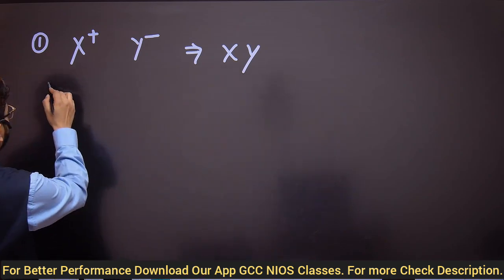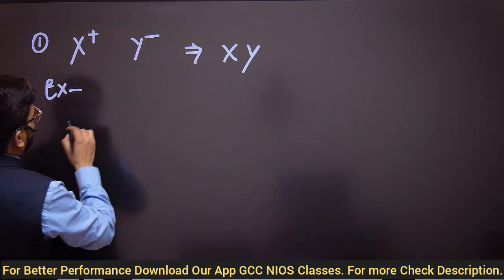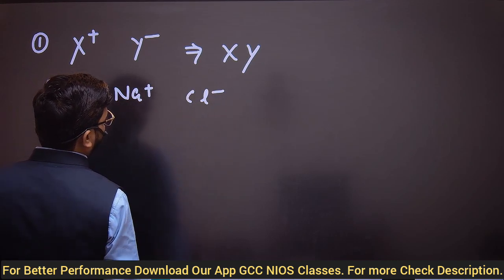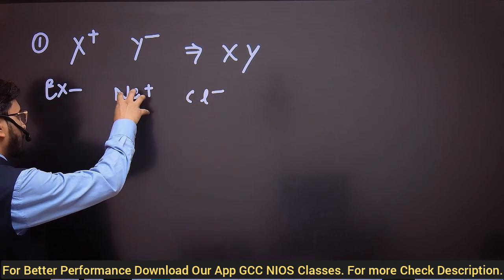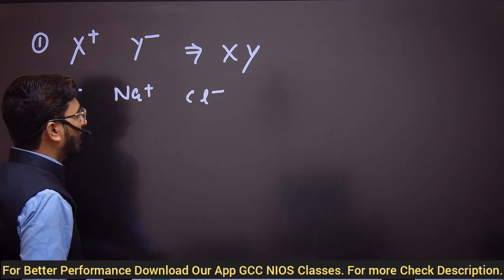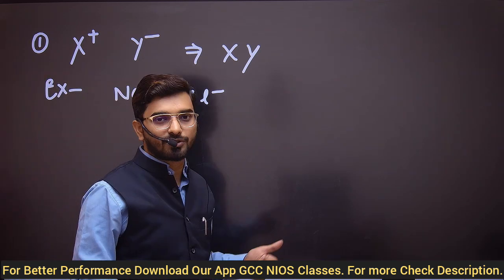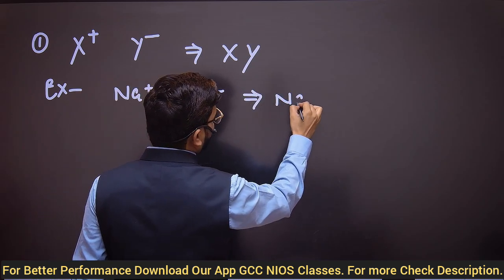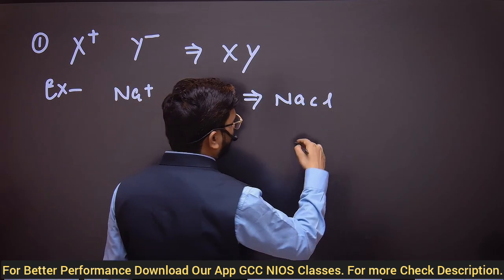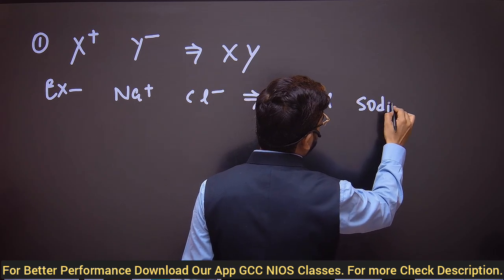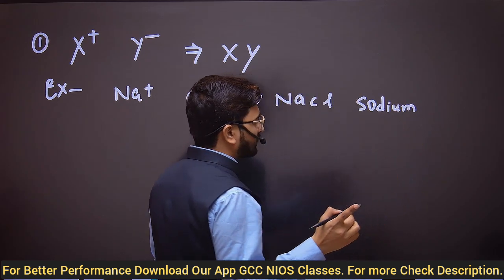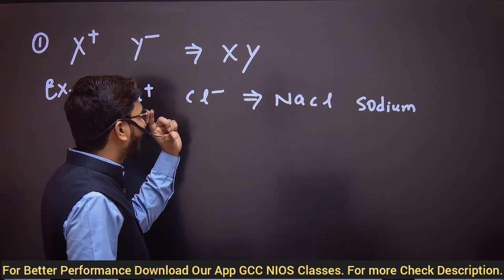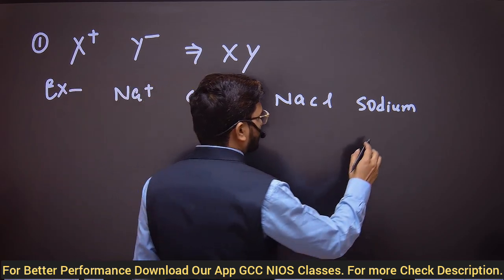For example, let's see an example. We have Na plus and we have Cl minus. So in this case, the valency of sodium is 1 and the valency of chlorine is 1. So in this case, they combine to make NaCl, and the naming is what? Sodium chloride. Not chlorine, it's chloride, because the name changes as it is the negative ion. So sodium chloride, right?